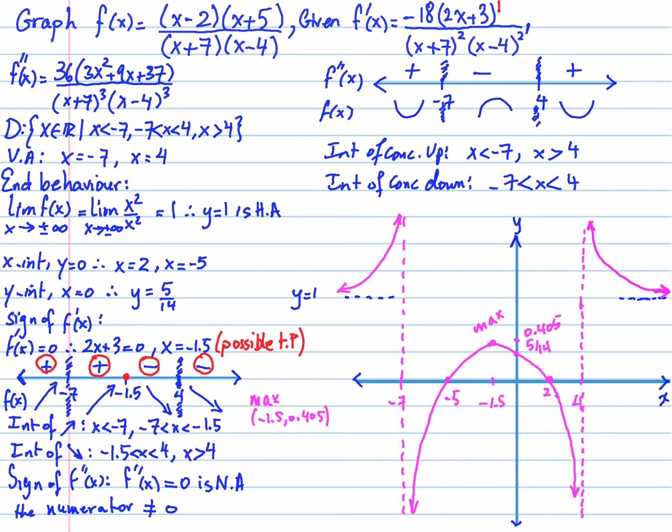And now f of x is increasing for x less than negative 7, increasing between negative 7 and negative 1.5, decreasing between negative 1.5 and 4, and decreasing as well for x greater than 4. We've just determined here that there is a max at negative 1.5, and the y value, by substituting into f of x, we could determine it's 0.405.